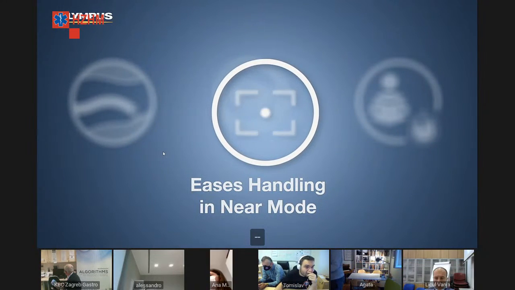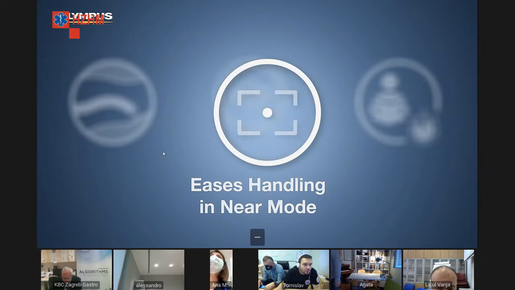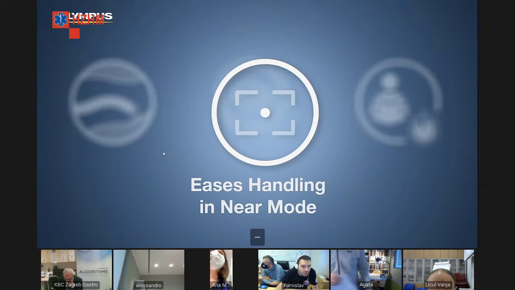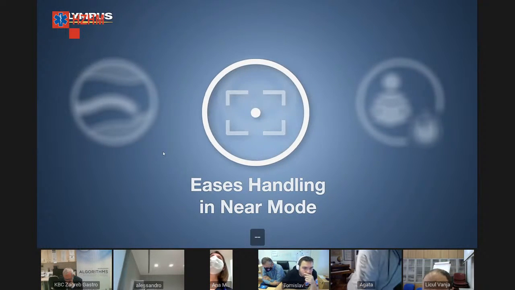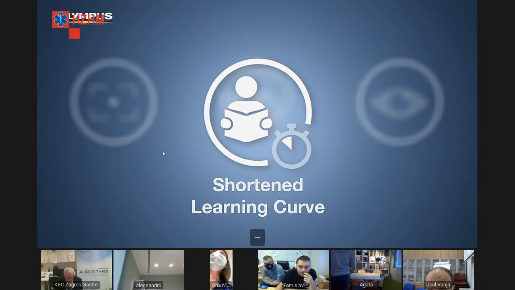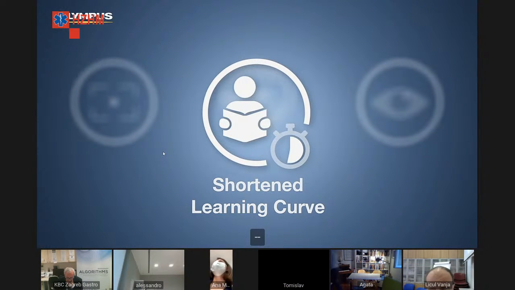Edop is designed to also ease handling in near mode. With its large depth of field and maximum magnification equal to that of zoom endoscopes, it allows the entire lesion to be kept in perfect focus and images to be achieved that typically used to be reserved for very experienced endoscopists. As a result, the learning curve for advanced imaging is expected to be shortened for non-experts.